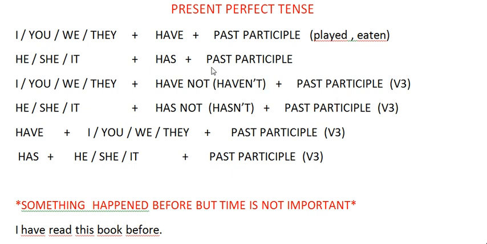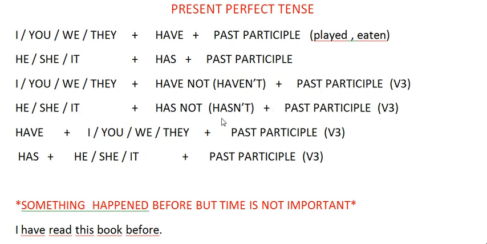So here we have to be careful. In the simple past sentences, when we make a negative sentence, we change the verb to the base verb. For example, if we say I played, we say I didn't play, so there is no ed. But in the present perfect tense, we're still keeping the past participle. And he, she, it hasn't, past participle.